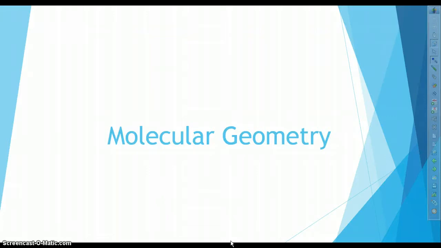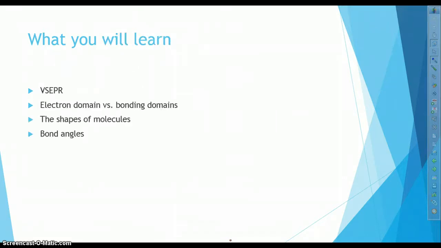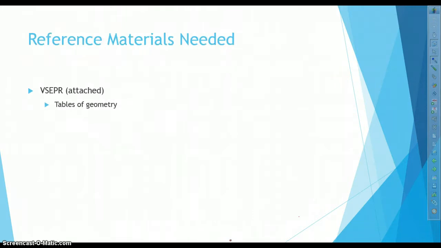Alright, so let's go and talk about molecular geometry. Before we start, definitely you'll need to know how to draw Lewis structures, because without them you can't really do the rest of it. And after this lesson, you'll be able to learn how to use VSEPR that predicts the shapes of molecules and bond angles, and you'll also have to know what electron domains are versus your bonding domains, and also versus anything that you have with lone pairs. So we'll address all of those in this little lesson.